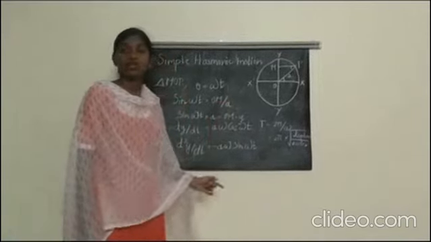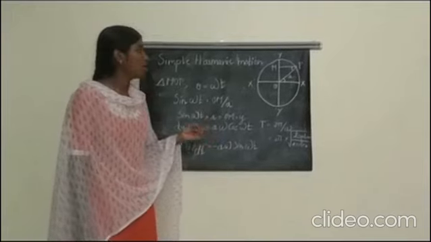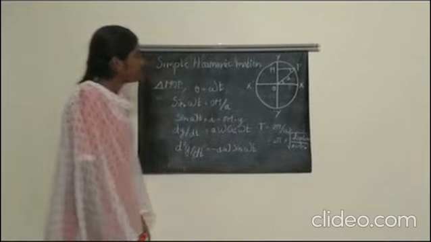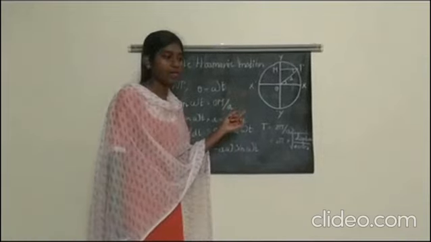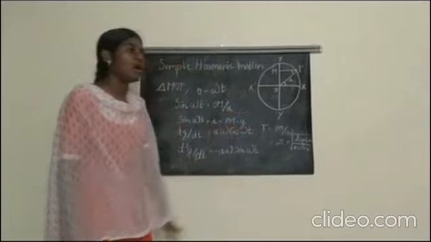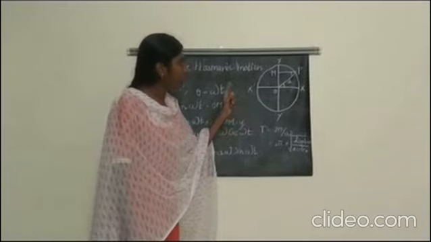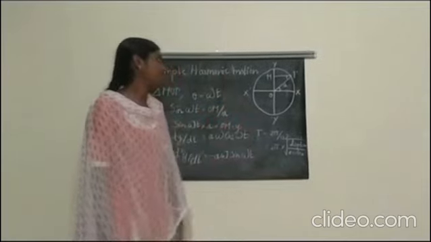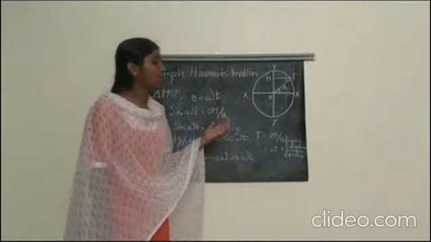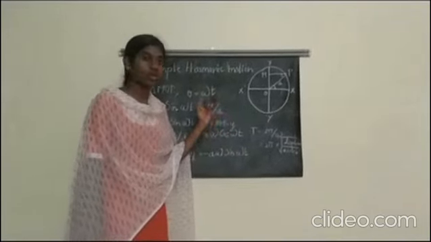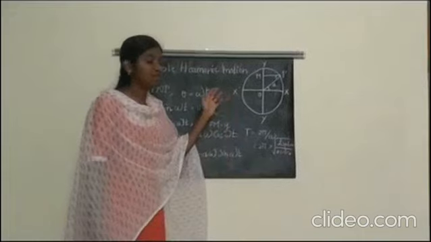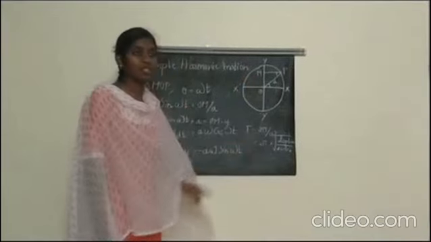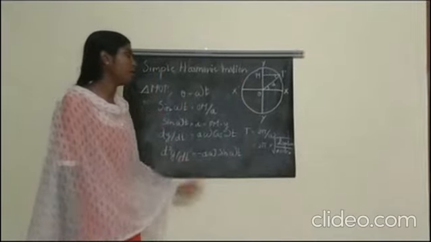If the particle P travels along a circle with radius A and center O at a uniform angular velocity, then the foot of the perpendicular M vibrates along the diameter Y and Y dash. If P completes one revolution, then M completes one vertical oscillation. The distance OM is known as the displacement of the vibrating particle, which is particle P.